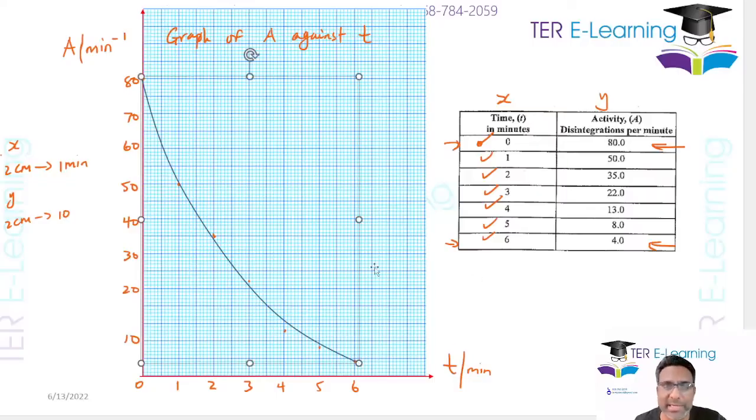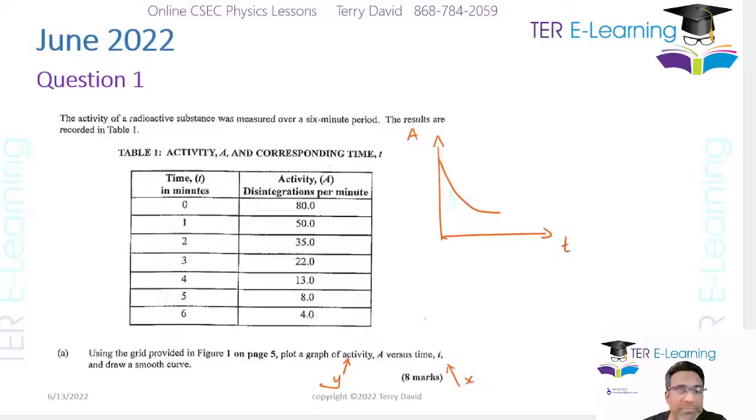All right, the point is I want to show you the gist of what we're doing here, right? But you're going to take your pencil and you're going to draw a smooth curve passing through these points, right? So this is my graph here. So my answer may be slightly different to you guys, right? It might be slightly different. Okay, so that's it for the 8 marks.